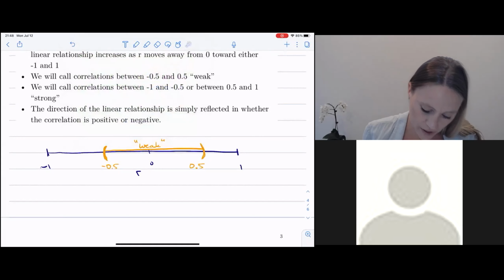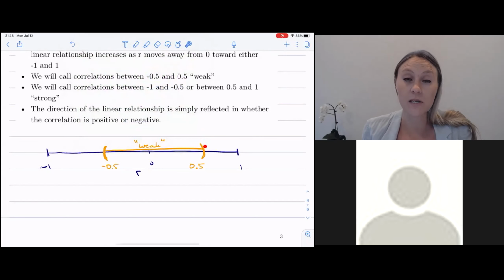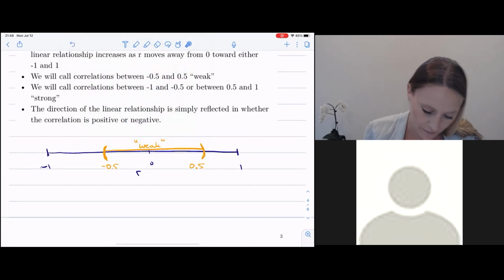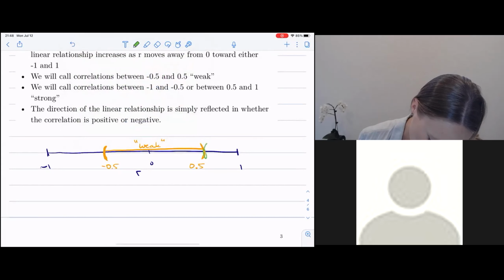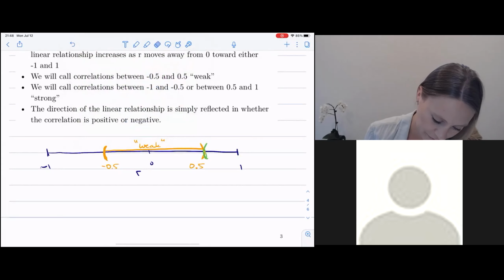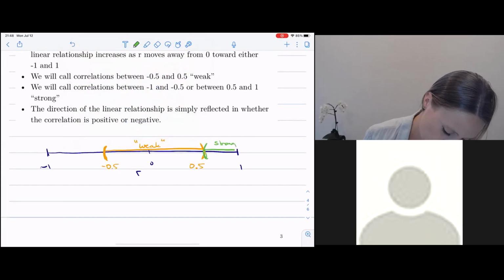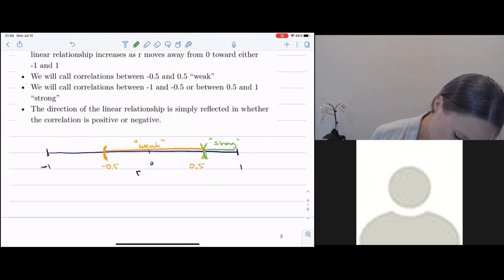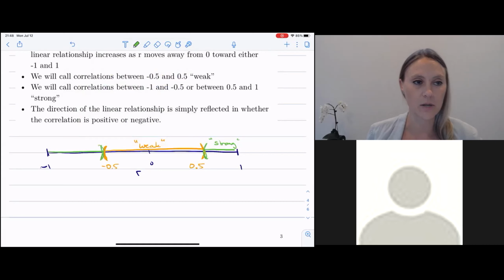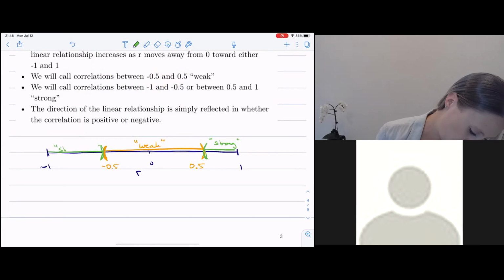Whereas, and notice I'm using round brackets. That's because it's just a rough guideline. Okay, so here from roughly positive 0.5 to 1, well, definitely 1, it would be strong. And same thing from roughly negative 0.5 down to negative 1, it would still be strong.